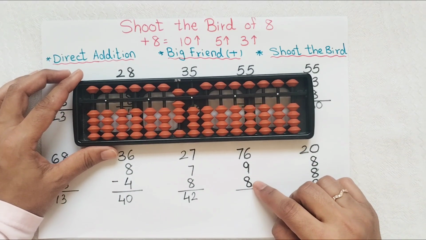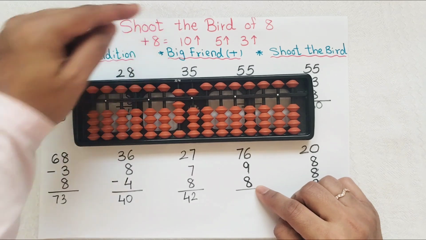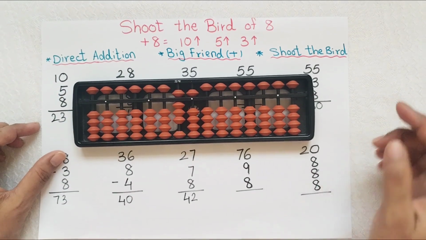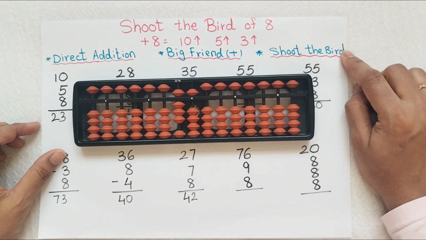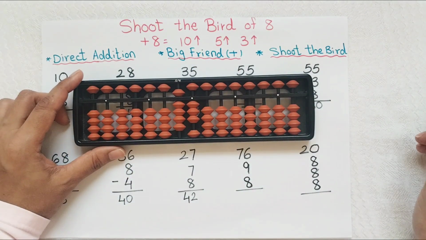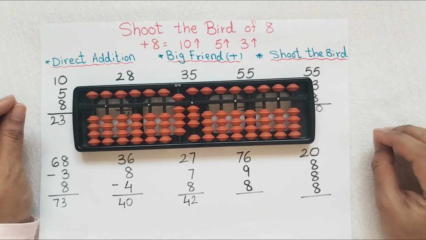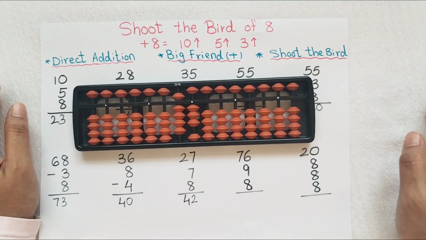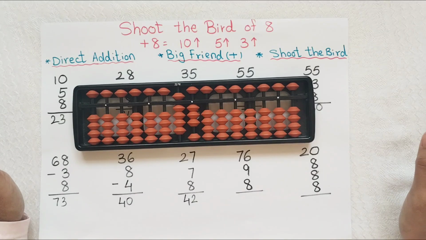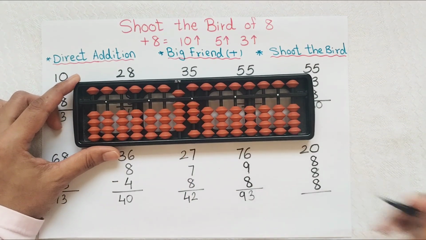76 plus 9. The formula for plus 9 is plus 10 less 1. Now plus 8. How will I use plus 8? Direct addition? Not possible. Big friend addition? Also not possible. So I have to use shoot the bird concept. That is 10 up, 5 up, 3 up. Did you notice how smoothly we are using both the formulas, big friend addition and small friend subtraction, without remembering any friends? So my answer is 93.